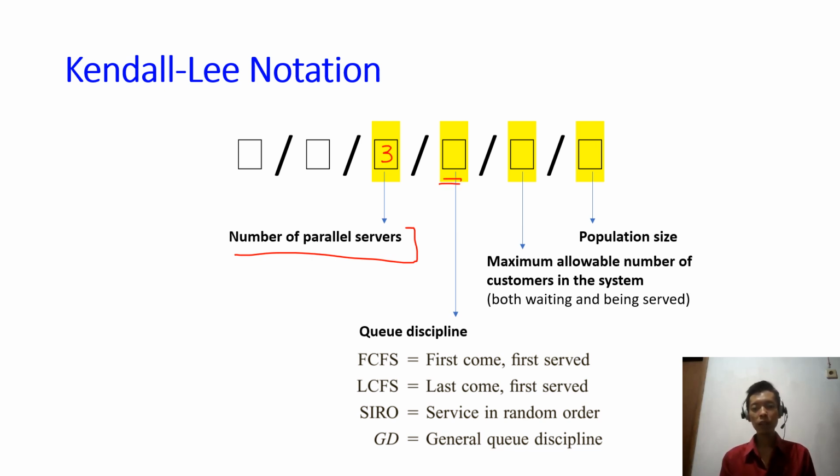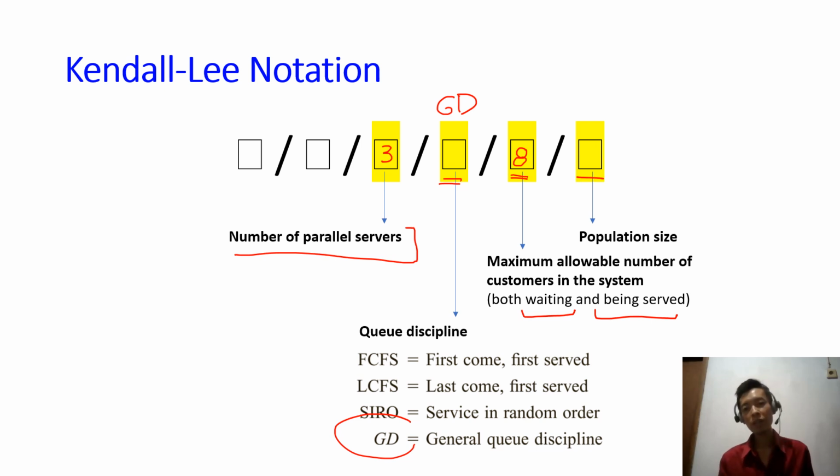And then the fourth part here is to denote the queue discipline. Most of the models that we are going to see later use the general queue discipline. So write down GD. It can be any discipline. And then the fifth part here denotes the maximum number of customers that are allowed in the systems. Both the customers who are waiting to be served and the customers who are being served. So this number here shows the total number of customers that are allowed in the systems. Let's say we only allow 8 customers in the system.